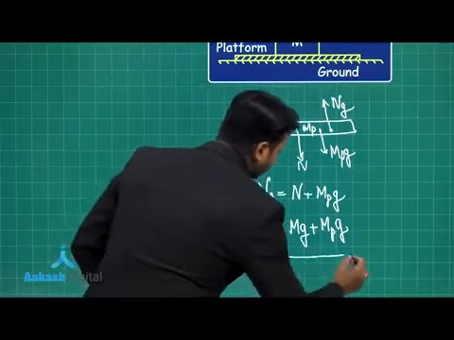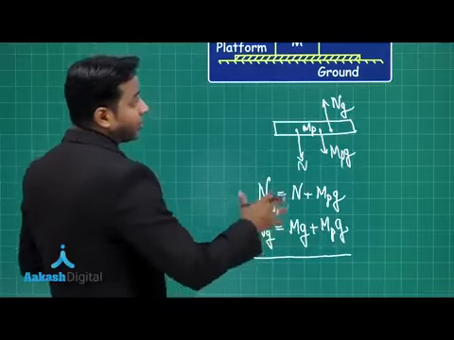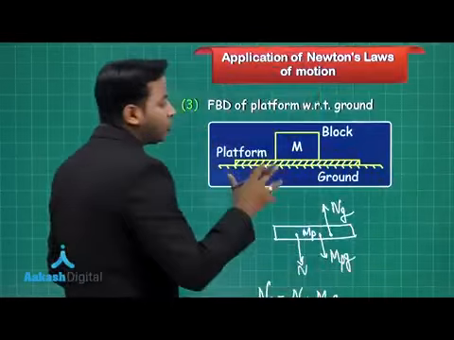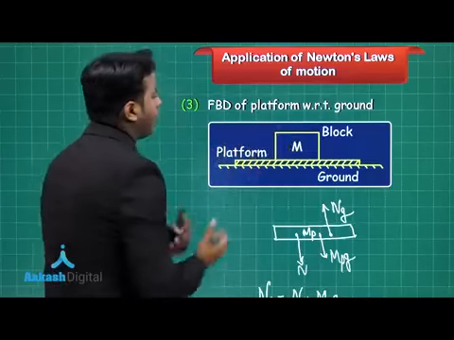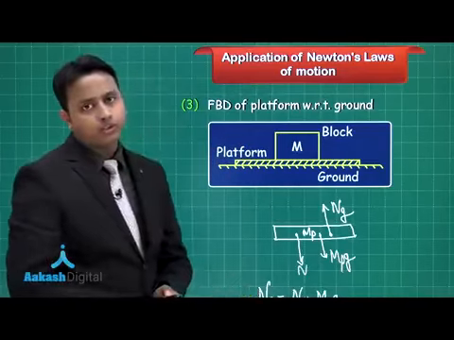And I hope this expression is very clear to you. So the force exerted by the ground on the platform is actually the total weight of the platform and capital M. And that should be the case. I hope this is very clear to you.